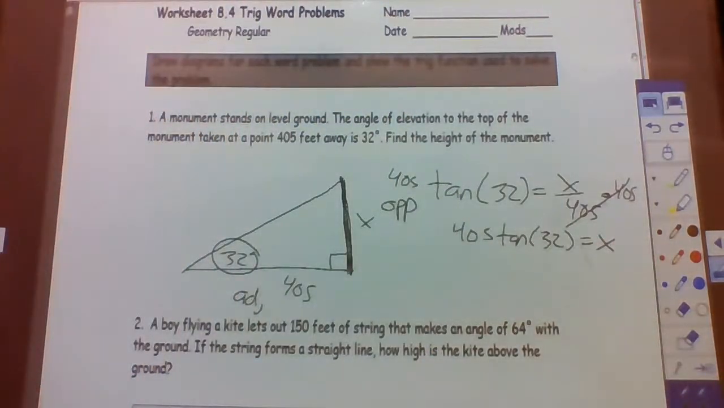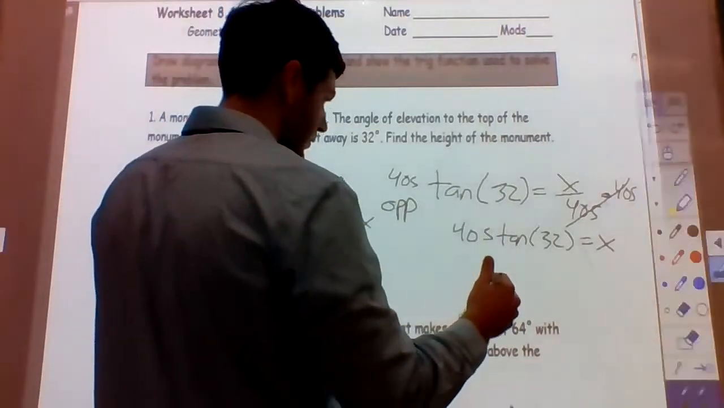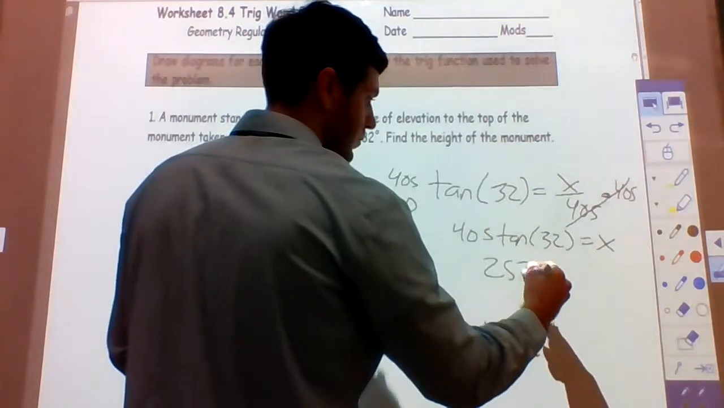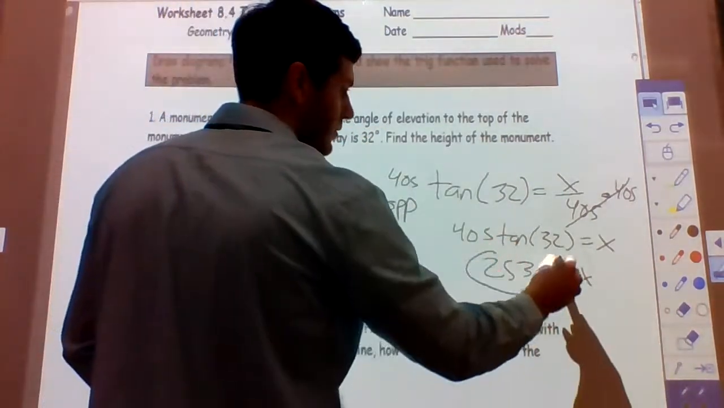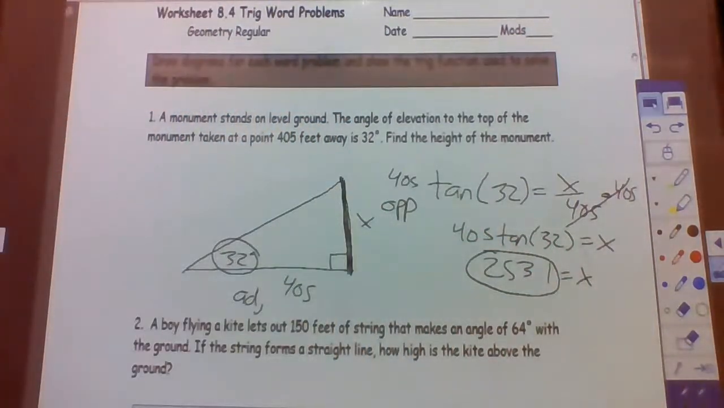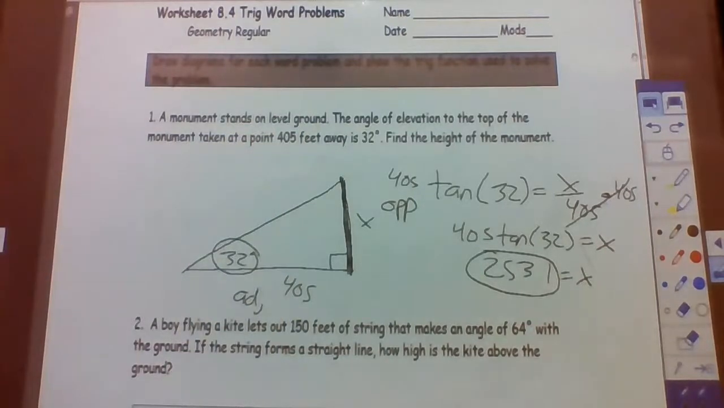So 405 times the tangent of 32 is 253.1. So that's 253 feet. Okay, our height's 253 feet. I'm just going to round to the tenth place on these, so 253.1.